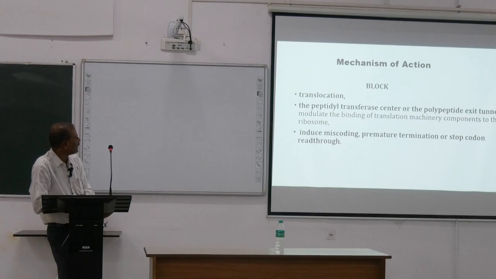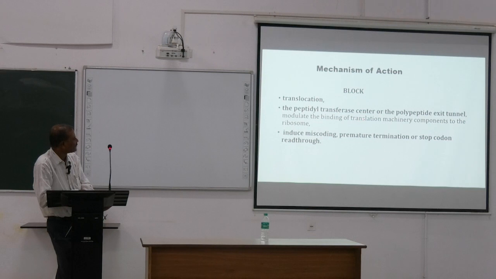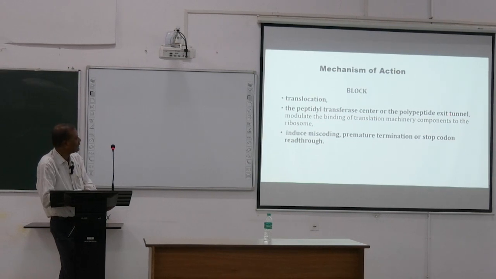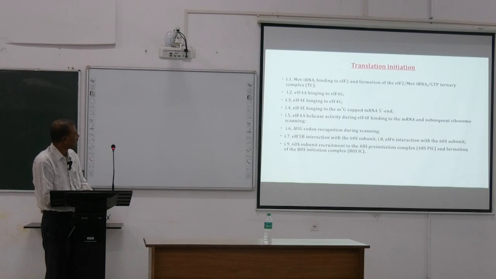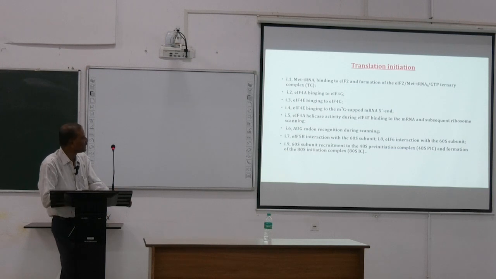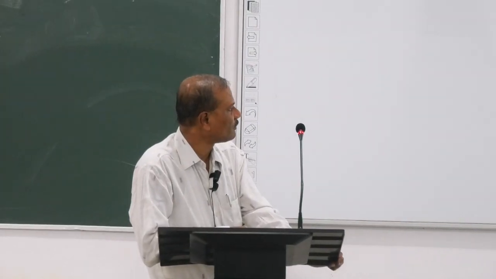Next, the mechanism of action, as I told you: either it blocks translocation, or the peptidyl transferase center, or the peptide exit channel, or induces miscoding, premature termination, or stop codon read through. So, all these things will block. Next, translation initiation. In the eukaryotes, these are the several drugs which will be acting through all these mechanisms, which are very difficult to remember, and you are not required to memorize them at this stage. I wanted to show you a glimpse of how the anti-cancer drug actually works.